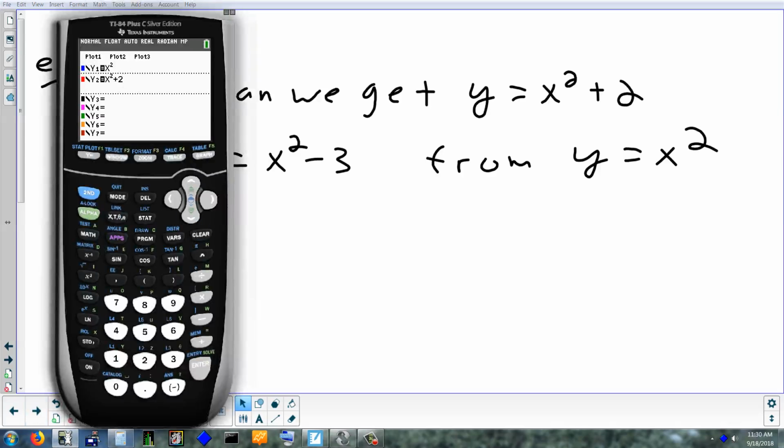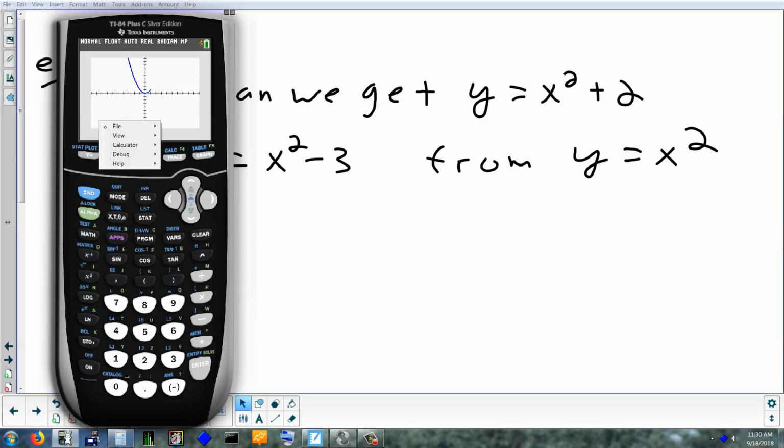And actually, before I hit graph, does anyone have an idea of what the plus 2 is going to do? Yeah, Nick? Make it move left by 2. Okay, you think it's going to move left 2? Anyone have any other thoughts what could happen? Yeah. Up 2? Yeah, it's definitely going to be a shift. Okay, it's not going to stretch it. It's going to move it 2 units. Let's see what direction it moved.